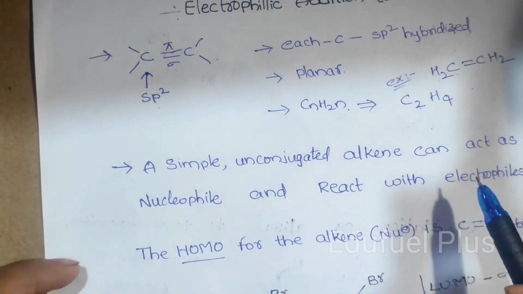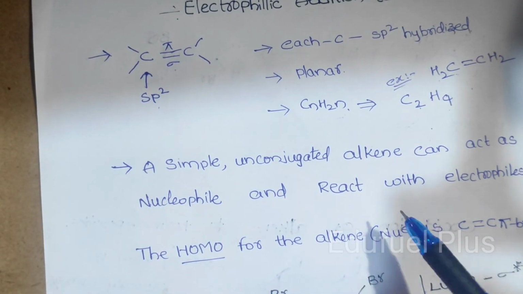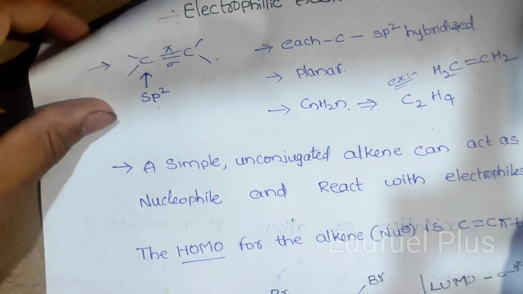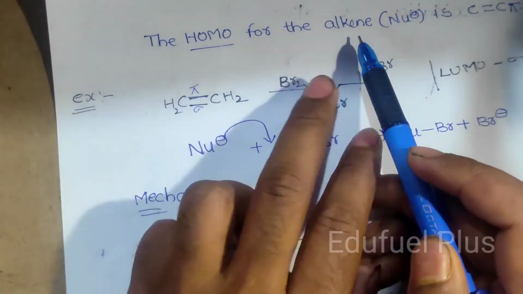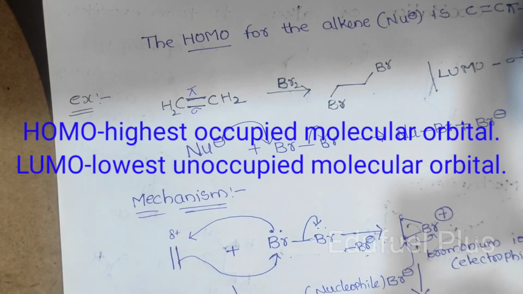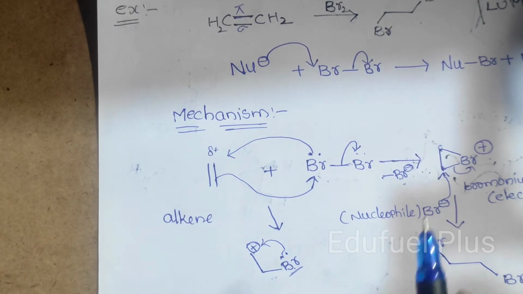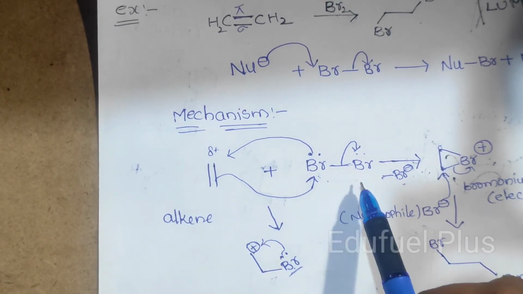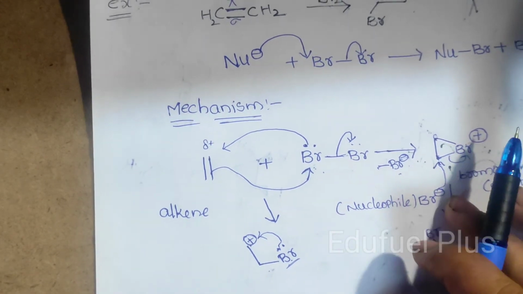So generally the simple unconjugated alkenes can act as nucleophiles and react with electrophiles. We will look at the reactions now. Here alkenes are acting as nucleophiles, right? Nucleophiles have HOMOs and electrophiles have LUMOs, and the HOMO-LUMO interactions between these two are the reason for bond formation. For example, when an alkene reacts with a bromine molecule, this will be the mechanism.